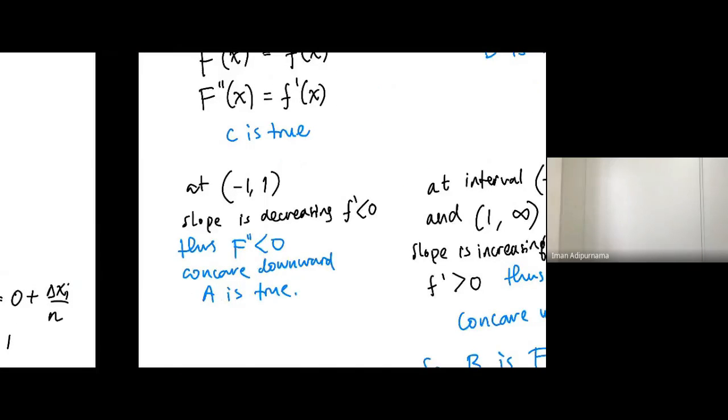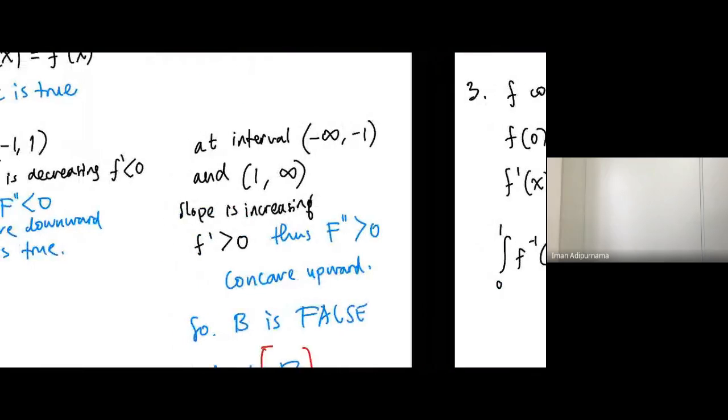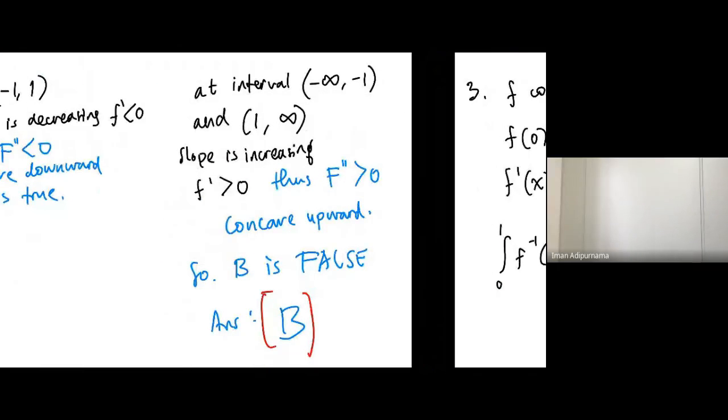And at the interval, the slope is decreasing. If you see the graph, the slope is decreasing. So because f prime is small, the second derivative of the big F is small, so it will be concave downward based on the definition. Okay, so A is true. So the answer is B.